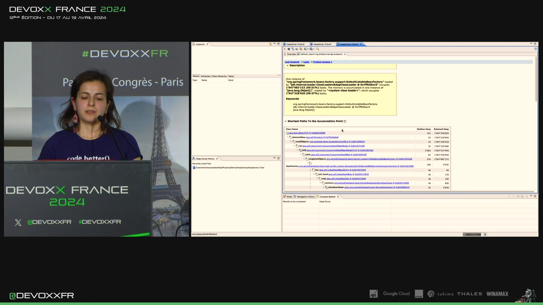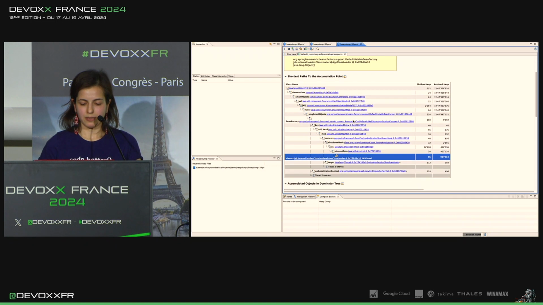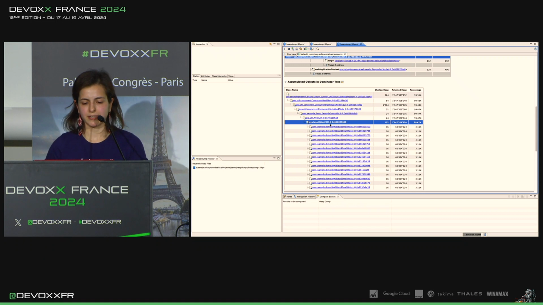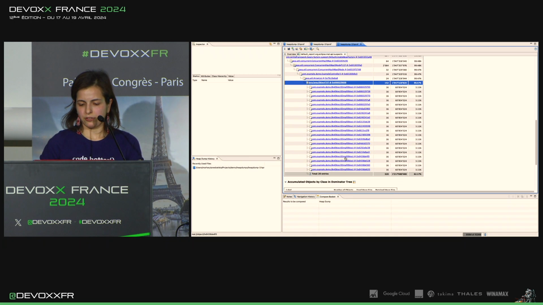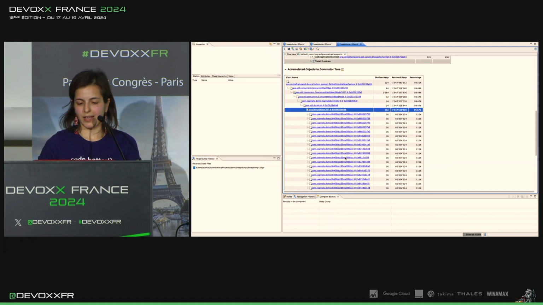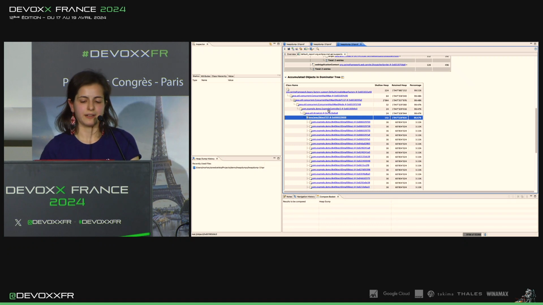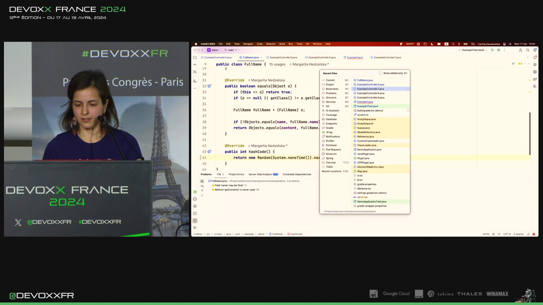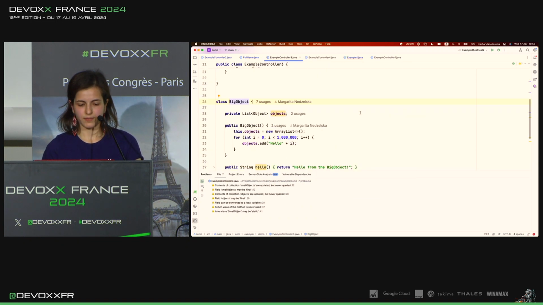So I asked Eclipse Memory Analyzer to analyze the same heap dump, and it showed me some suspects. It tells me that the suspect is somewhere here, because we have a lot of objects of the type BigObject$SmallObject, BigObject$SmallObject, and so on. So there are a lot of things like this, and probably there is something fishy, so we can have a look at ExampleController3. Let's have a look there.